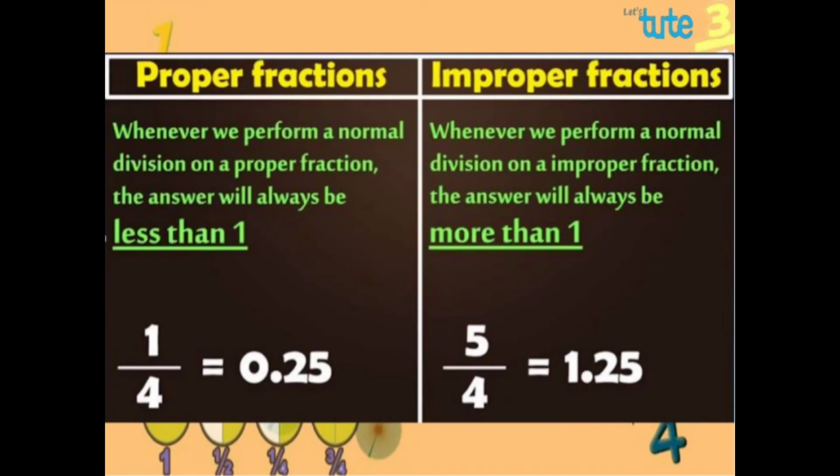So, proper fractions and improper fractions. Whenever we perform a normal division on a proper fraction, the answer will always be less than 1. So when we convert 1/4 into a decimal, the answer is 0.25. Whenever we perform a normal division on an improper fraction, the answer will always be more than 1. So when we divide 5/4, the answer will be 1.25.